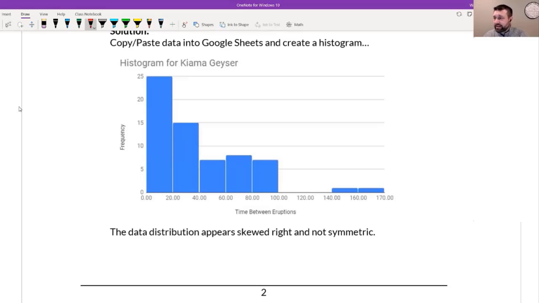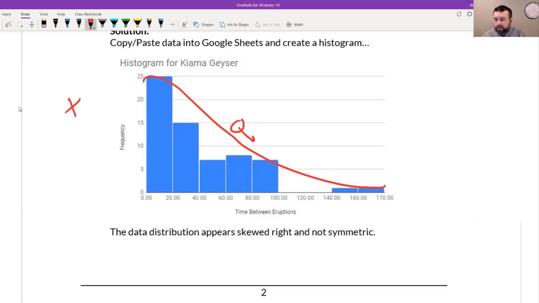And you can kind of tell, this looks right skewed, right? It doesn't necessarily have tails on the left and right. It doesn't have a single peak in the middle. It's not symmetrical. So kind of strike one against being a normal distribution.